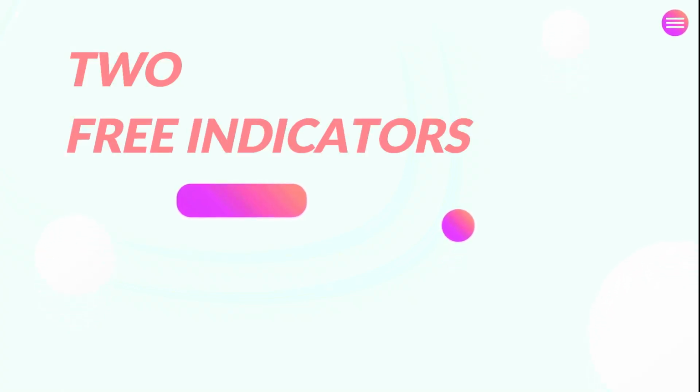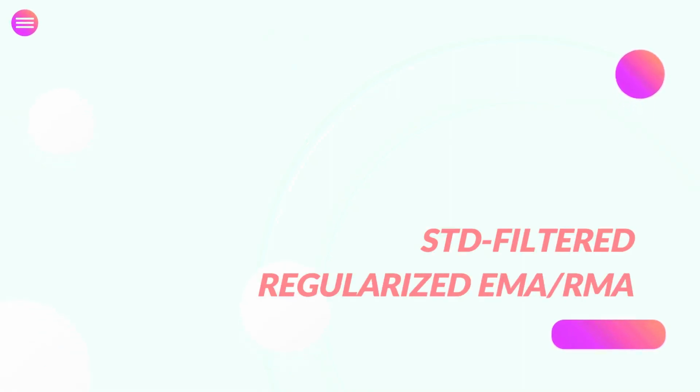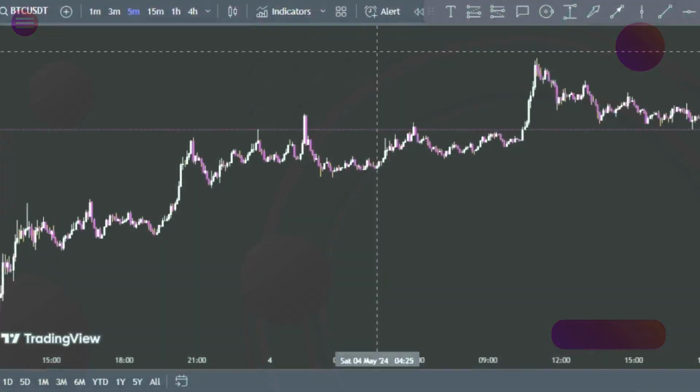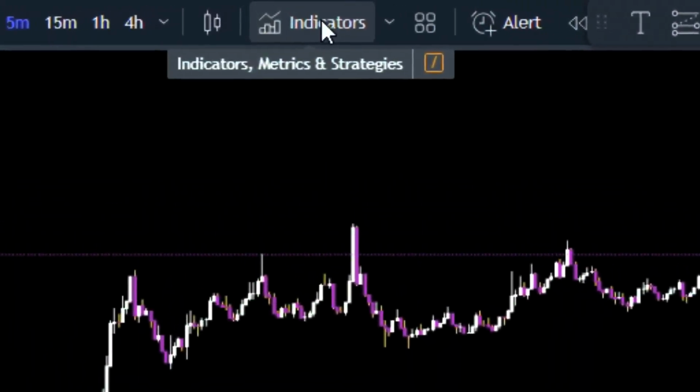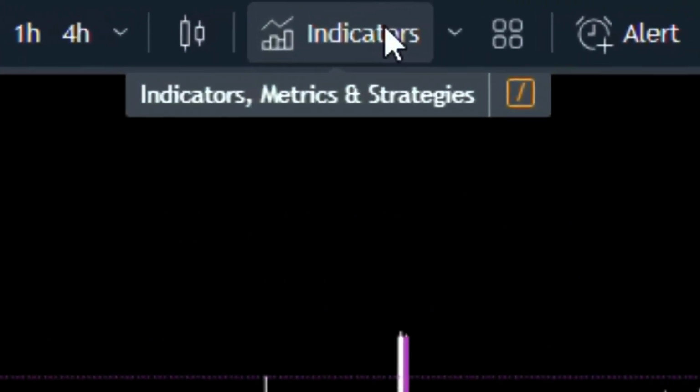The first indicator we'll be using is called the STD filtered regularized EMA. Add this bad boy to your chart. Click on the indicators button, type in its name into the search bar and select it once it pops up.